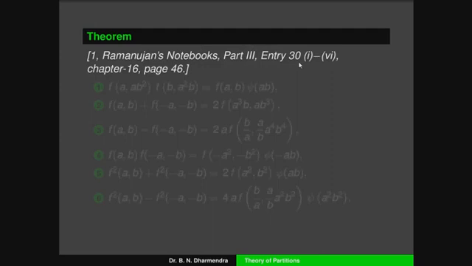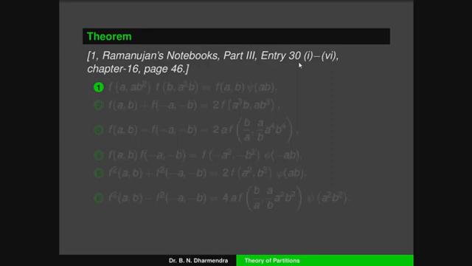That's Ramanujan's notebook, as recorded in Part 3. That is Entry 1 to 6, Chapter 16, page 46. The given result is in terms of only f. The whole entry, that is Entry 30, is in terms of f(a, b), which is a theta function, and the right-hand side is a special case of the theta functions phi and psi.